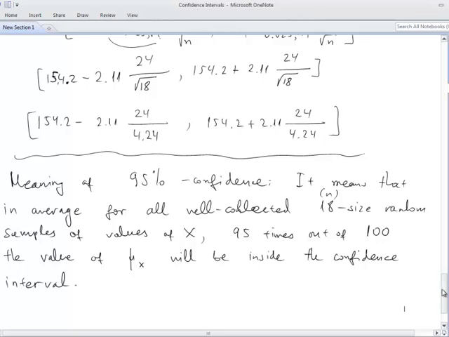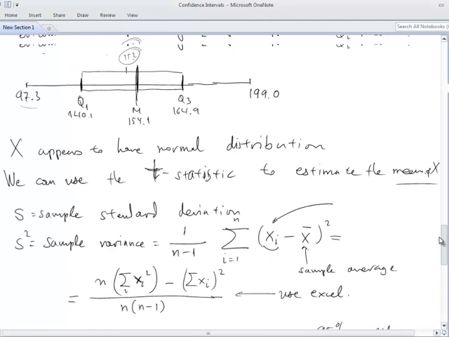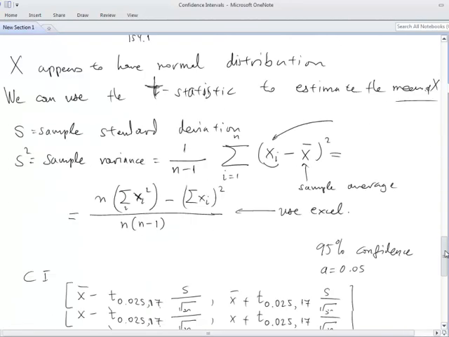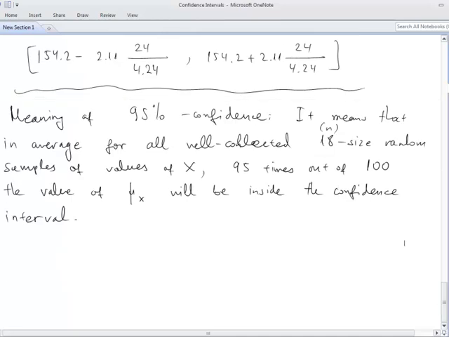Now, I would like to invite you to do the same problem, where instead you define X to be the bone density of male patients with femoral neck fracture, and estimate the mean of this new random variable X. Pretty much, you have to exclude 3 data points, and you carry out the same procedure. It should be easy to do.